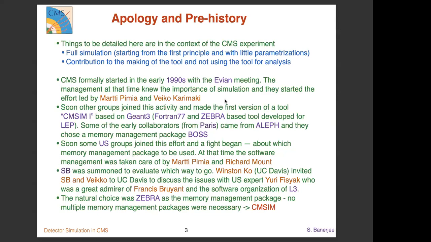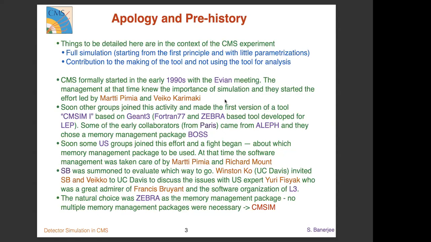CMS formally started in the early 1990s, when, as Jim said yesterday, it really started in 1992 with the AVR meeting. The management at the time knew the importance of simulation and started the effort, which was led by these two gentlemen, Monte and Veikko Karimaki. Both are Finnish, they were part of the UA1 experiment, and they moved to CMS and started the simulation code. Soon, other groups also joined this activity and made the first version of a tool, which is called CMSIM1.